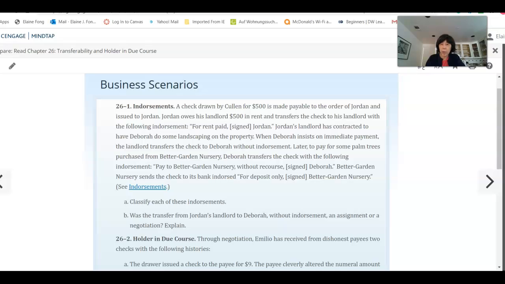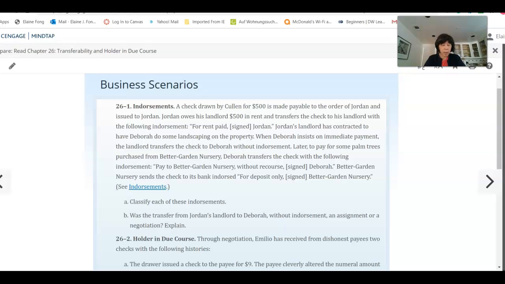This is a check for $500. Right. Now, what does Jordan do with this check? This is what we're interested in. Jordan takes the check to his landlord, and before he delivers it or hands it over to his landlord, he writes on it in the endorsement for rent paid, and then the facts indicate that it's signed by Jordan. All right, so with this endorsement on it, your first assignment with this problem is to state what type of endorsement this is.